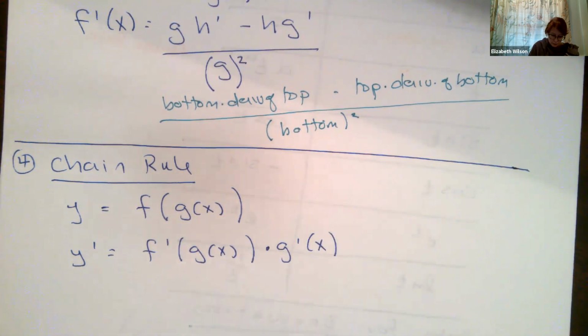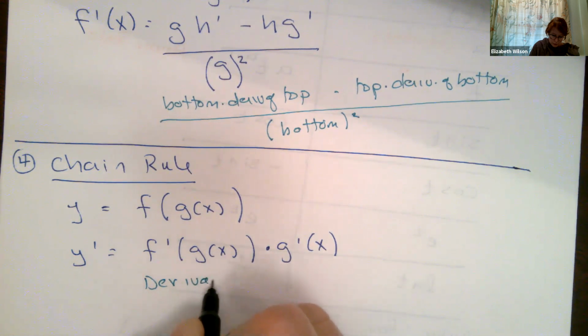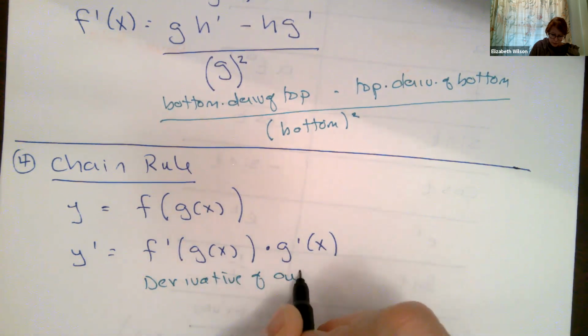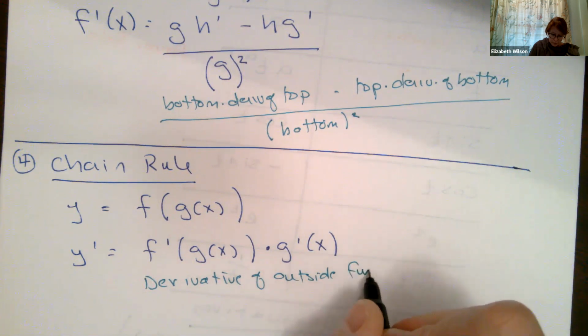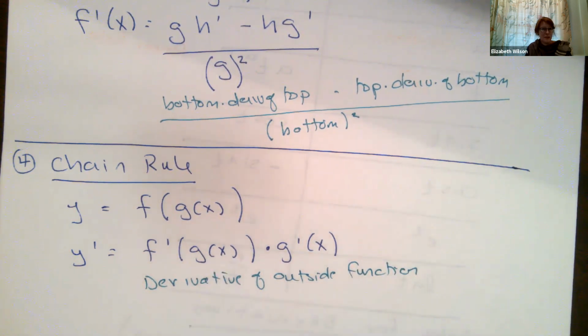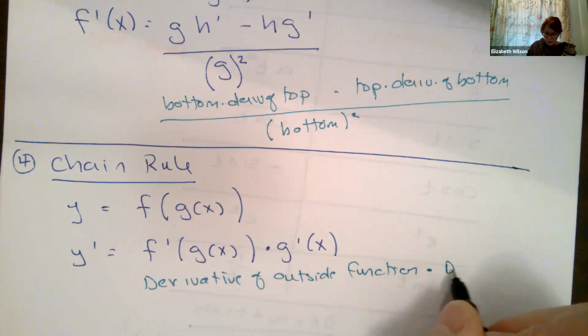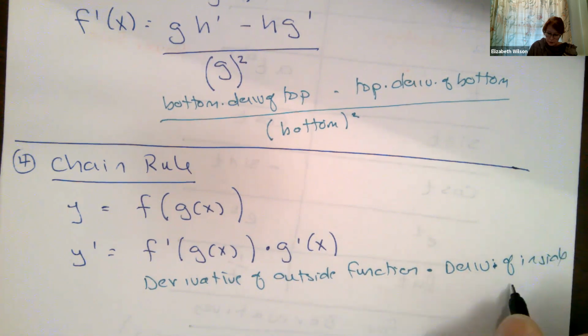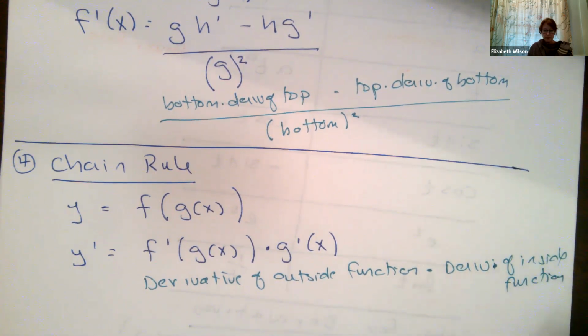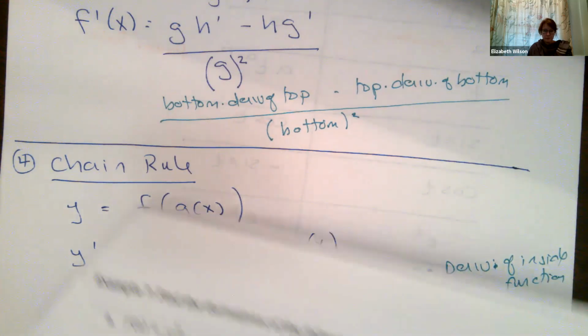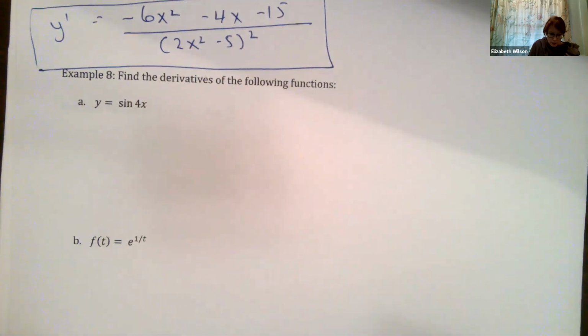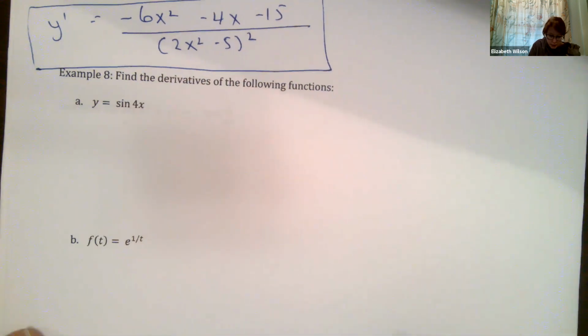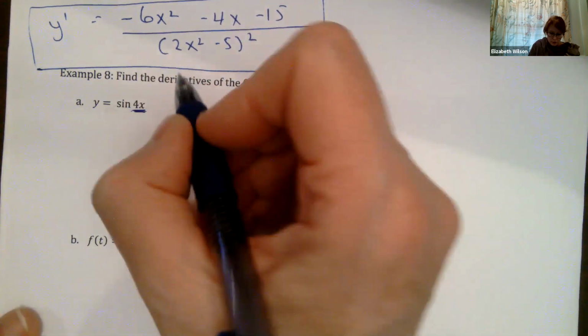So this is derivative of outside function, right? With that inside function still there, times derivative of inside function. Okay. Chain rule, it's very powerful. We need to take into account all those other extra functions on the inside. Okay, so I've got y equals sine of 4x. You can kind of think about 4x as my inside function.